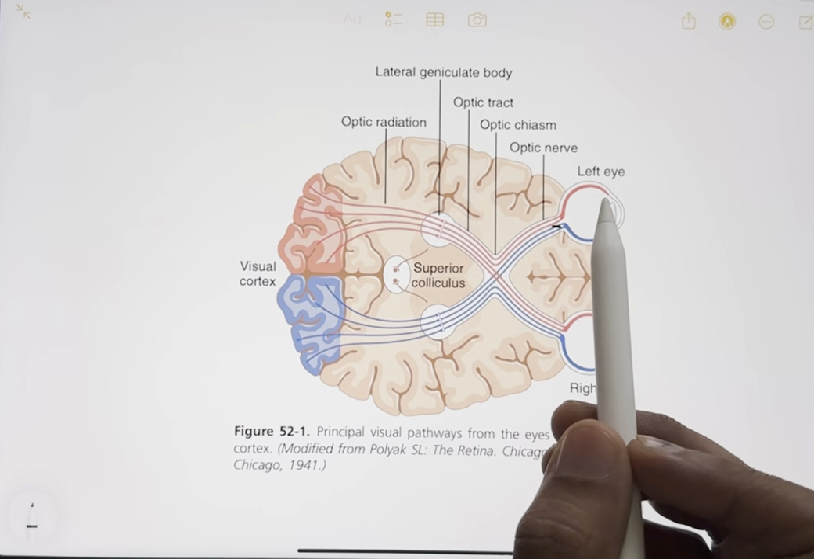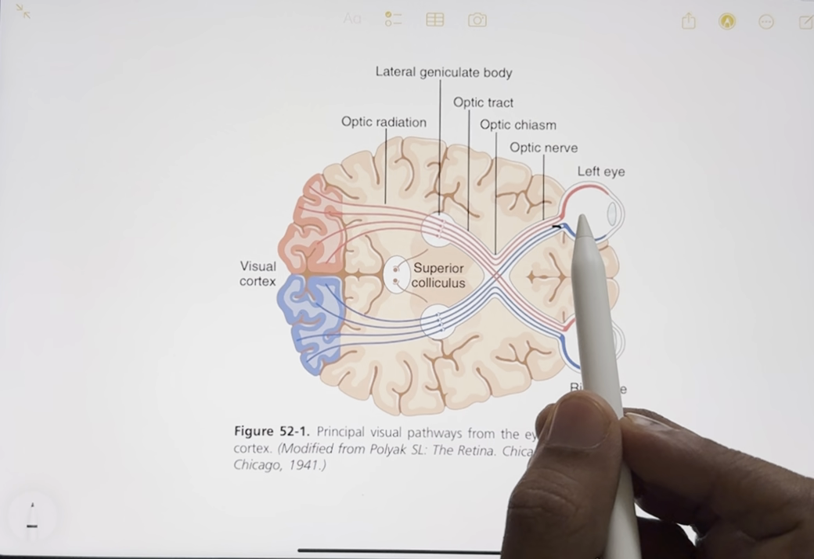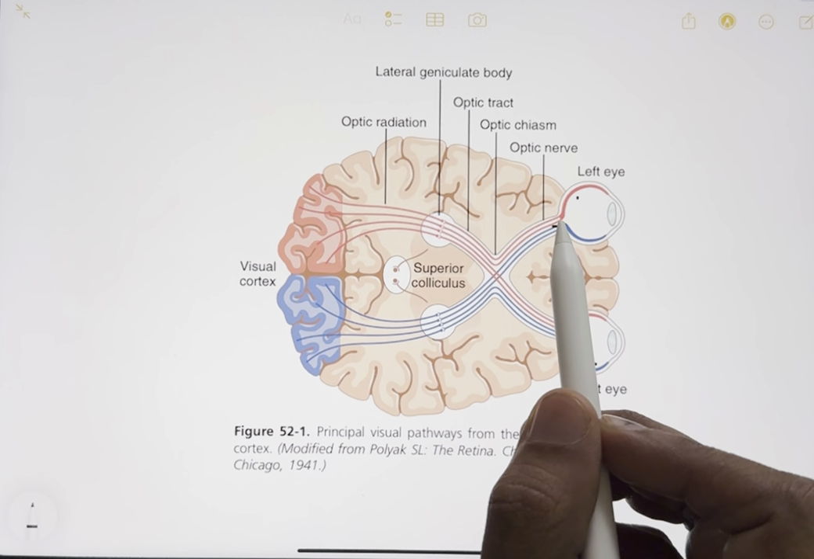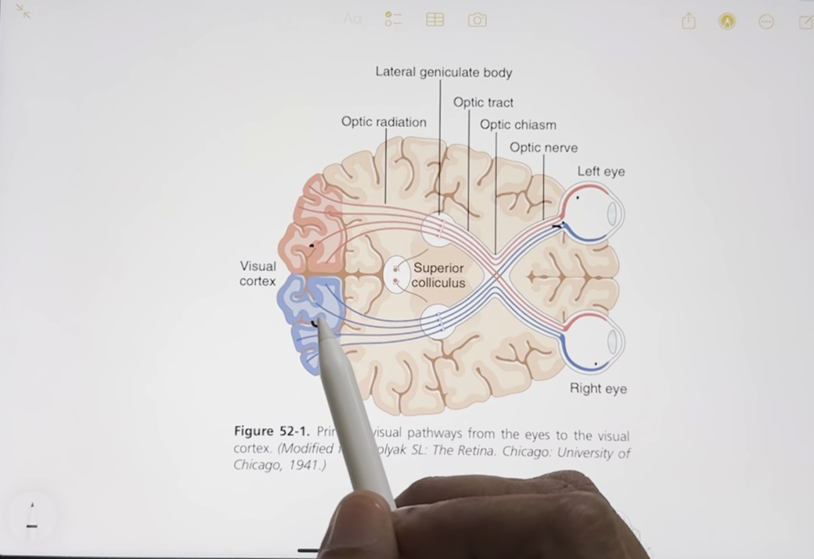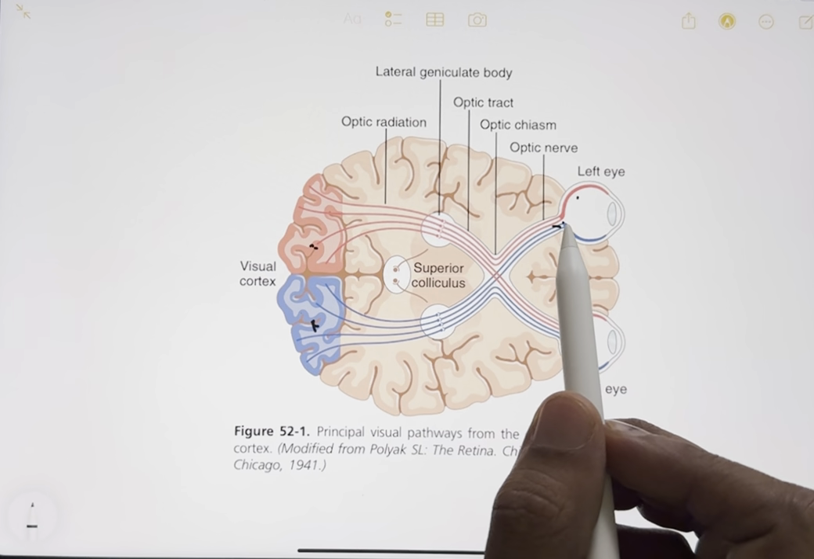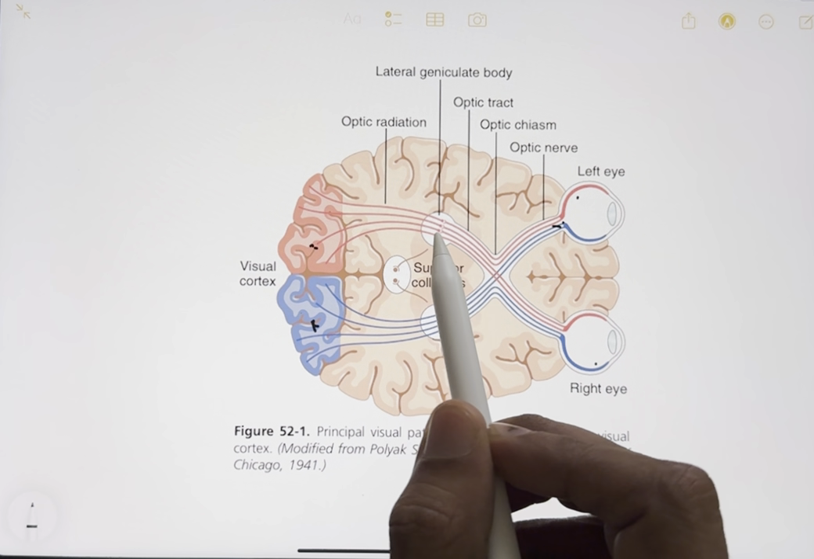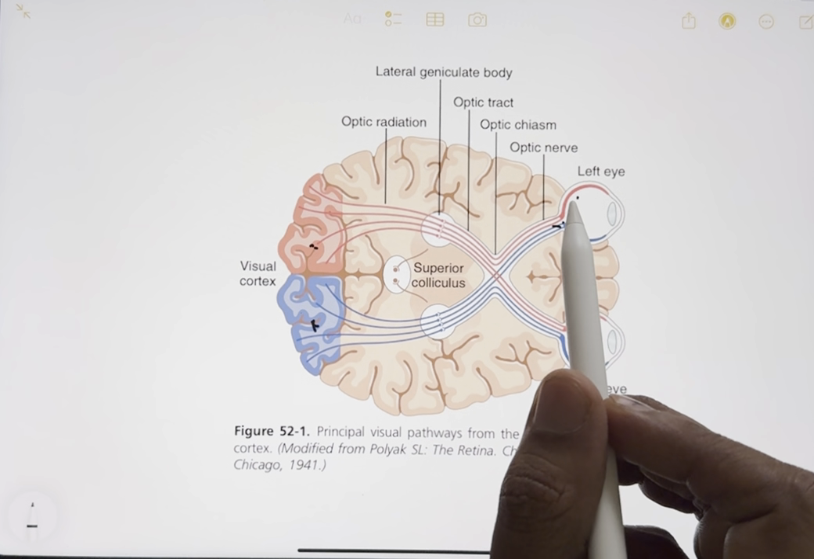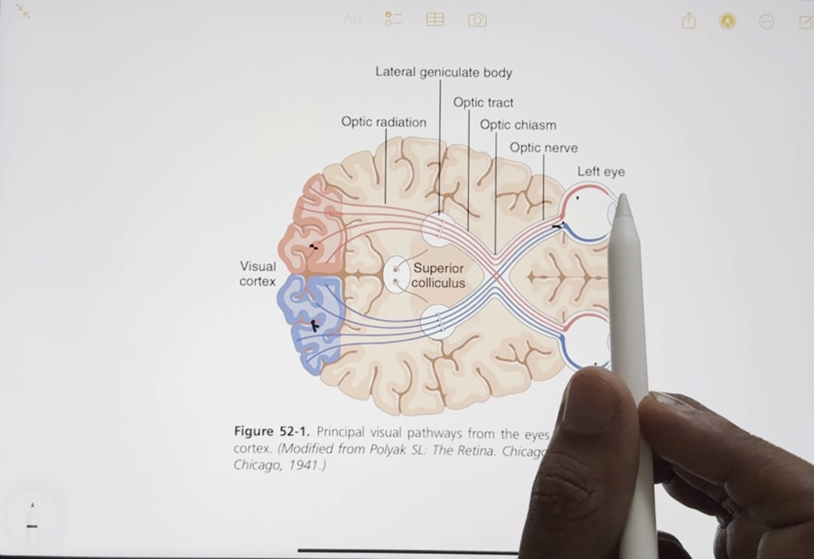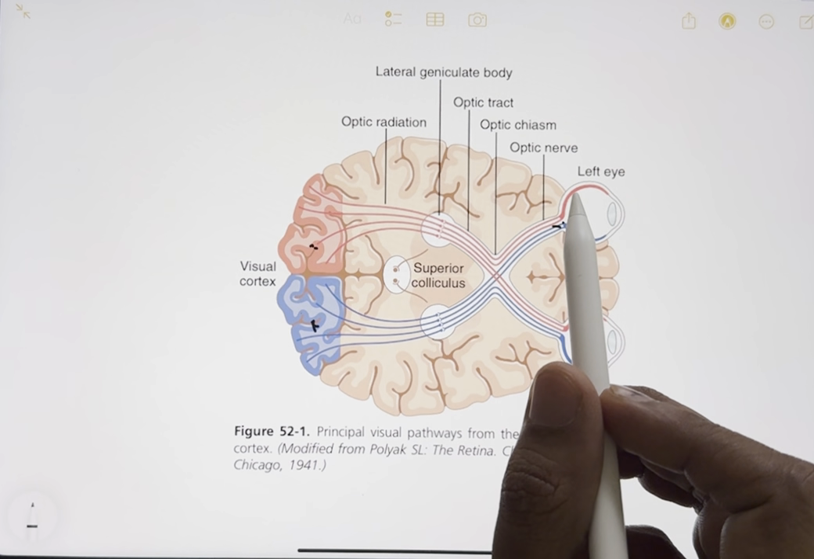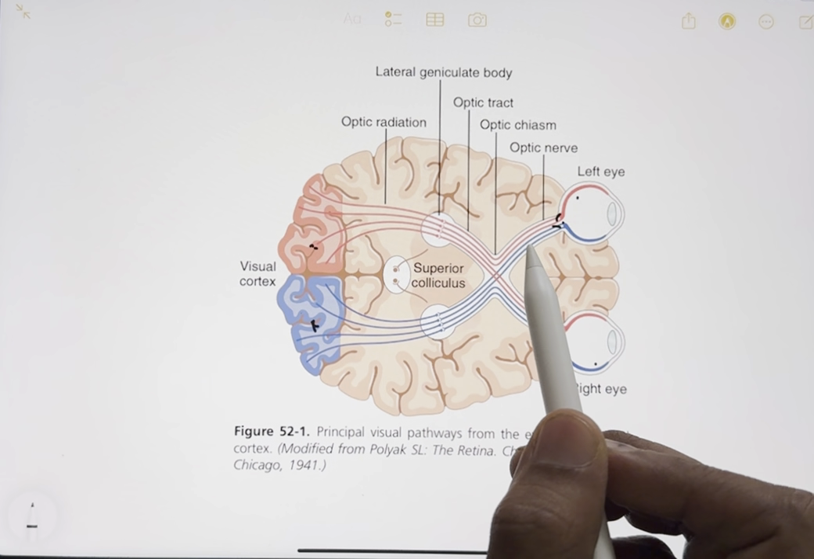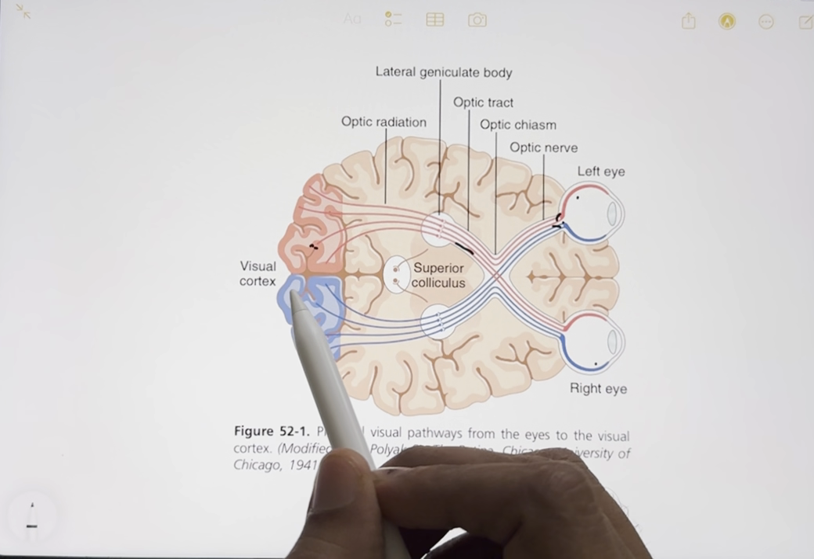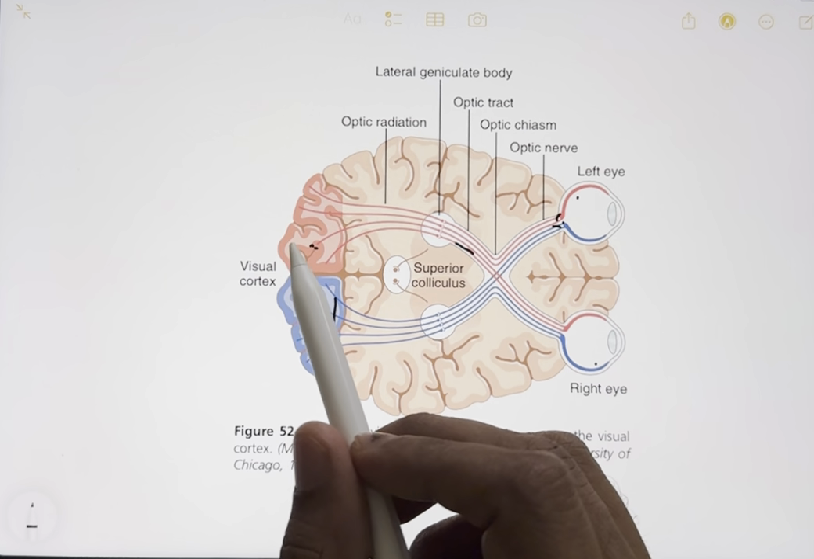You can see this is the left eye, this is the right eye, and how the information from the retina of the left and the right eye ultimately goes to the visual cortex, that is the occipital lobe. These are the bundles of nerve fibers, the axons originating from the retina, that is the ganglion cell layer. So, from the rods and cones, then bipolar cells, then the ganglion cell layer, the optic nerve originates and goes posteriorly, and ultimately the visual sense is sensed in the occipital lobe, known as the visual cortex.